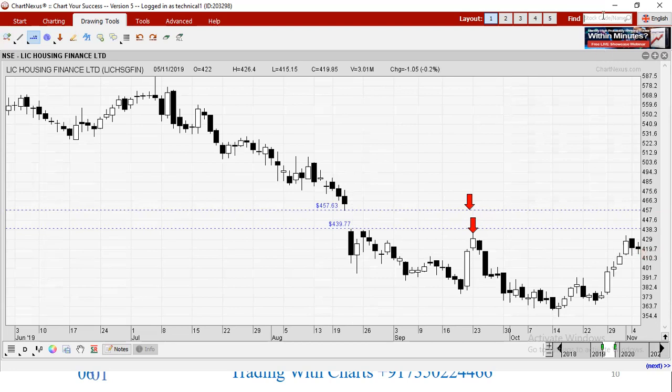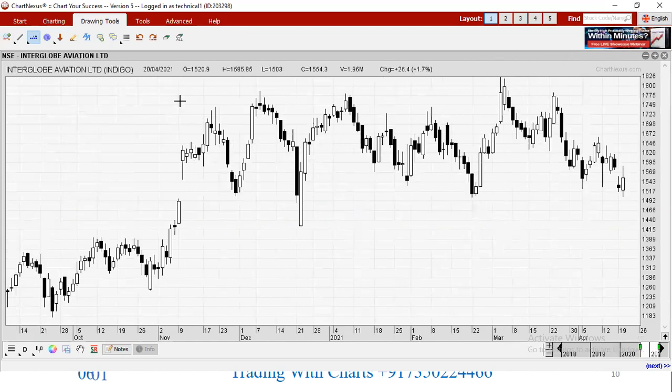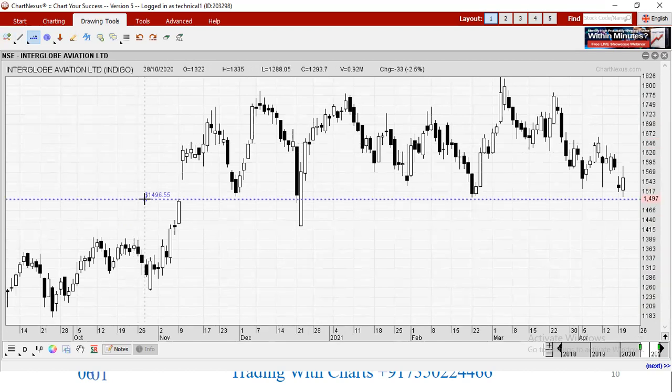Now let me show you one more example. Indigo. So Indigo in the month of November 2020, you can see this was the uptrend and suddenly it opened gap up. Now why did price suddenly open gap up? Maybe there was positive development overnight. So you will find opening will be above PDH, previous day high.